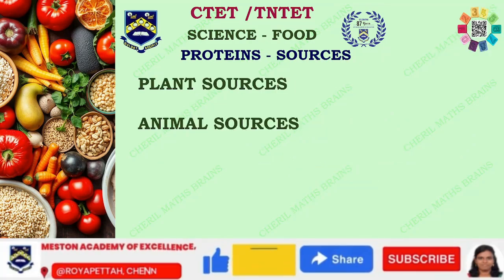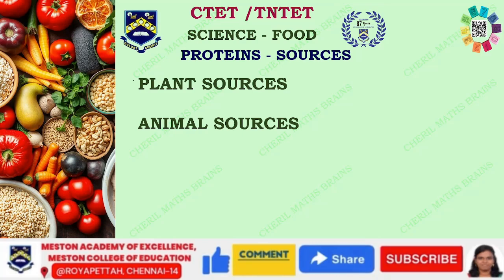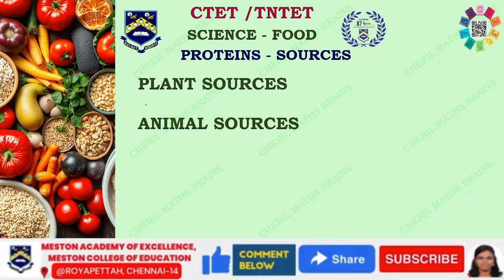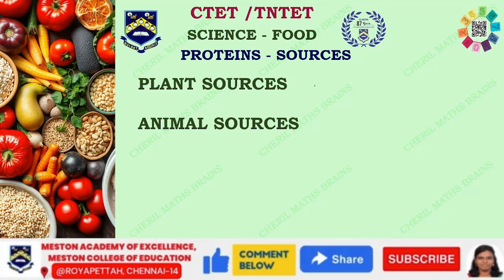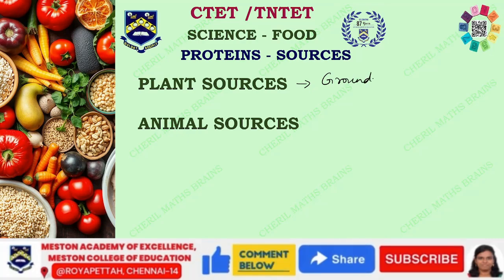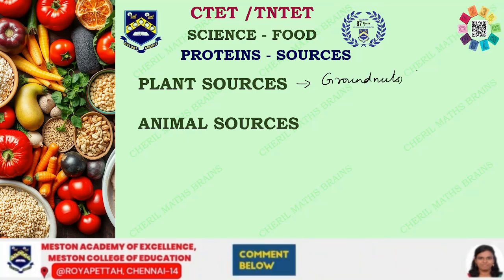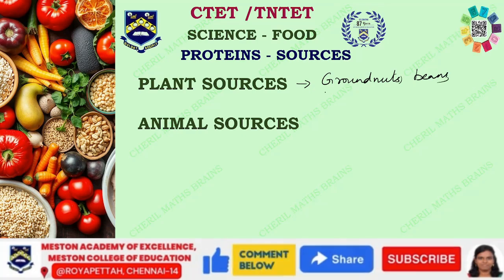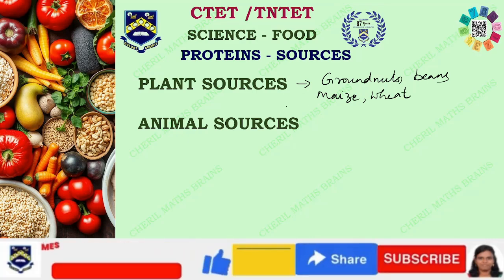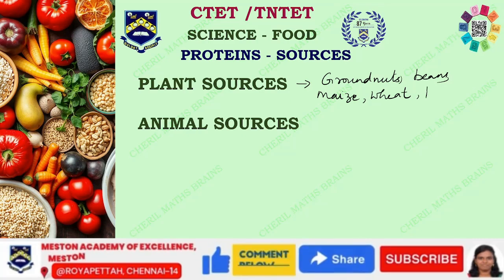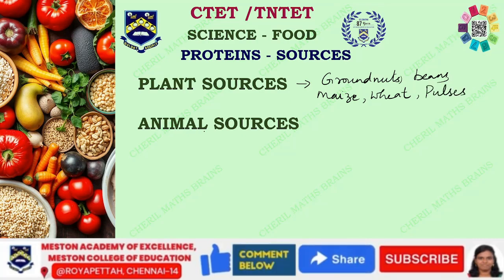Now, where do we have these proteins? Proteins have both plant sources and animal sources. Among plants, you can see it in groundnuts and beans. Then you can see it in cereals such as maize and wheat. All these are sources of proteins. And even pulses. All the pulses are highly rich in protein.